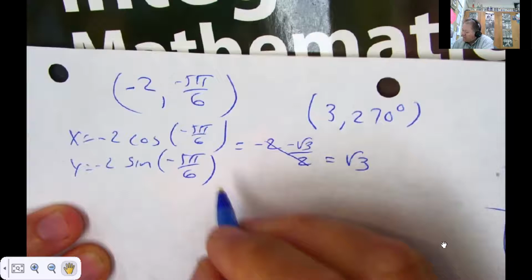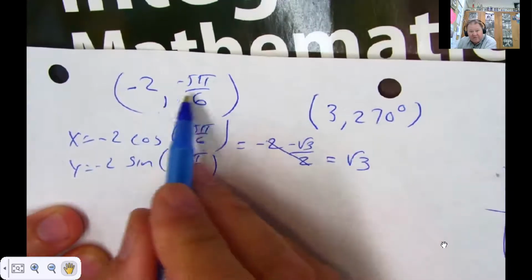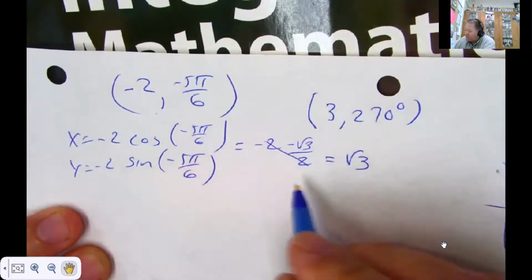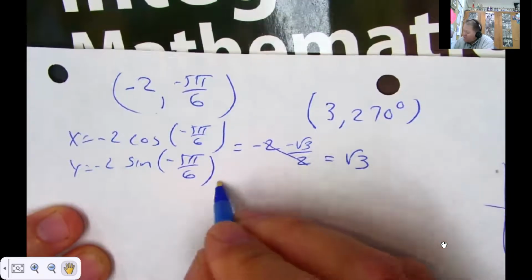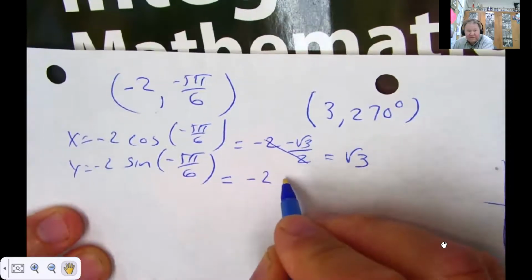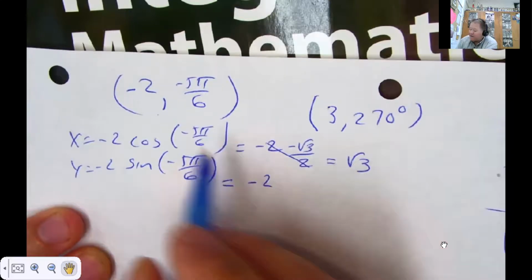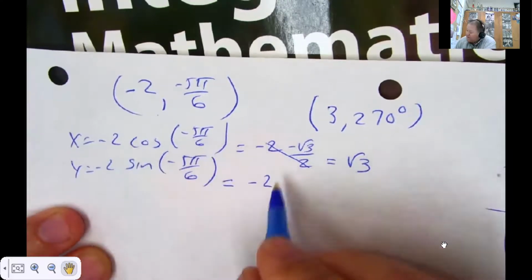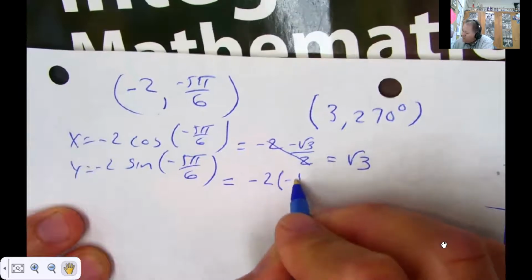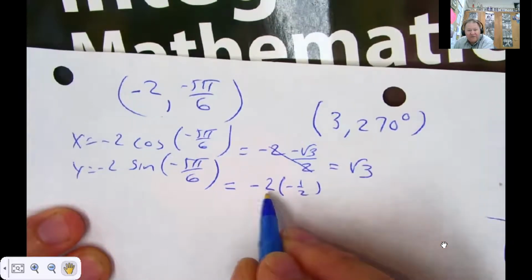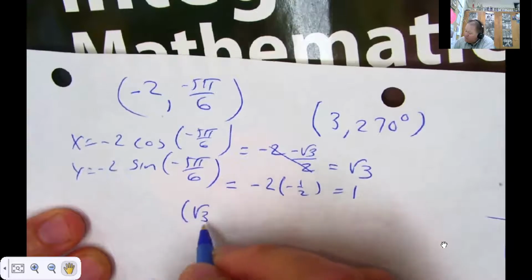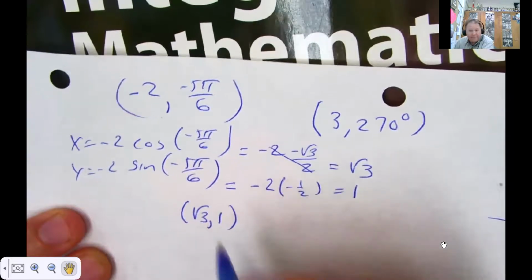Yep, sorry, I had to think about it for a second. I was thinking if I'm in the third quadrant and then I have to go negative, that's going to put me in the first quadrant. Makes sense. And then this one here is going to be -2 times the sine of 210. It's actually -150, which is coterminal with 210. So that's going to be -1/2. And -2 times -1/2 is 1. So it's the ordered pair √3, 1.